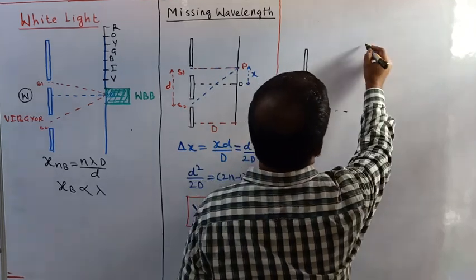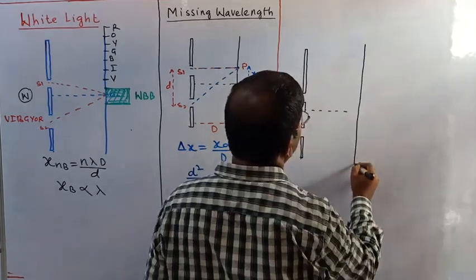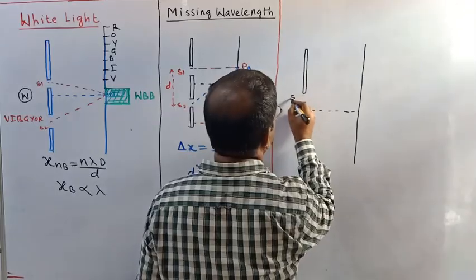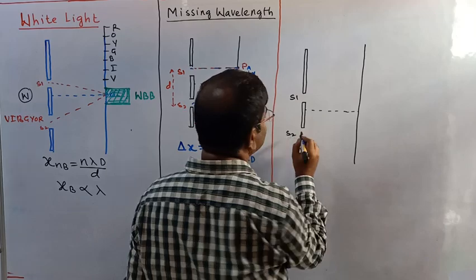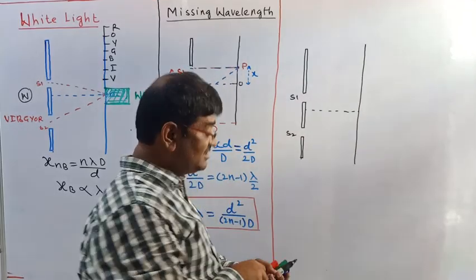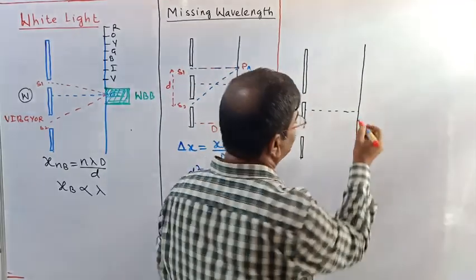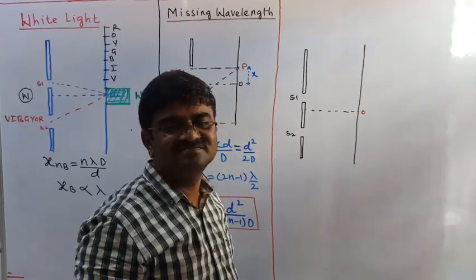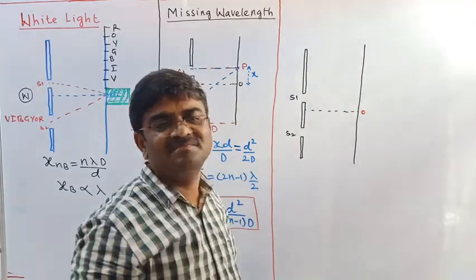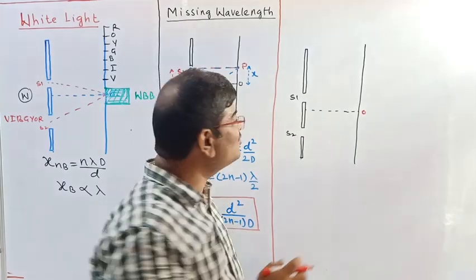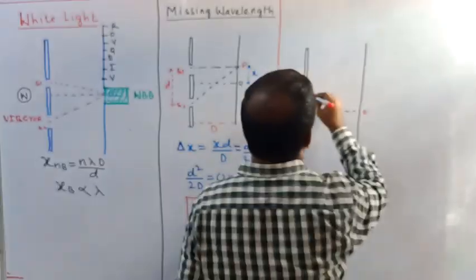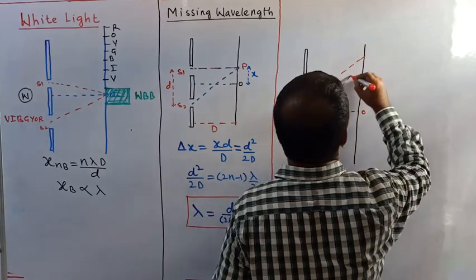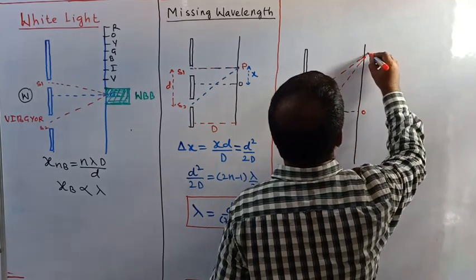In this setup, I have got a screen over here. This is a slit S1, slit S2 you can say. And on the screen I have got alternate bright and dark bands. When I observed that pattern, what I could see is that one point P is there on the screen. What is that? Point P.